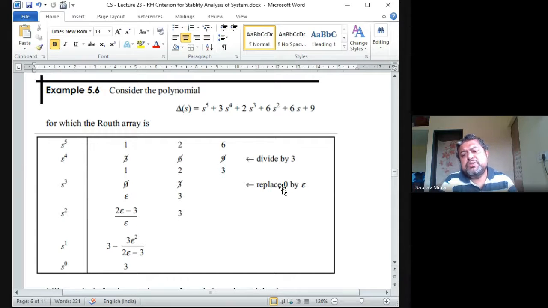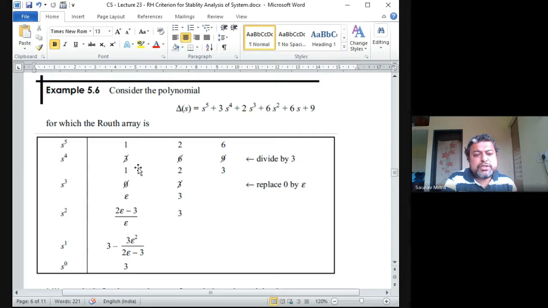So 0 and 0.0000001 decimal is almost the same. So whenever we find the first pivot element equal to 0, we cannot proceed. In that case, we assume that the first element is a very small number, which means epsilon, and with that we now proceed.